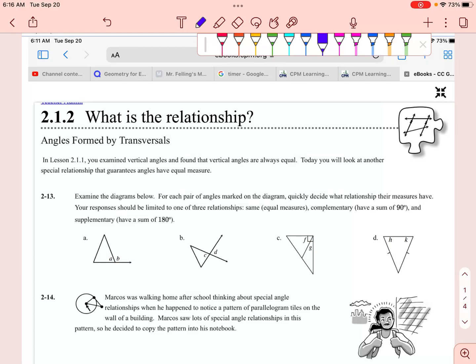Okay guys, so we are going to go through the 212 notes. You guys should have your notebooks out and you should be writing down, obviously, the title, Angles Formed by Transversals. So I would like you guys to pause this and read number 213 and then go ahead and write down the answers. When you unpause it, I'm going to be going over the answers for that problem.